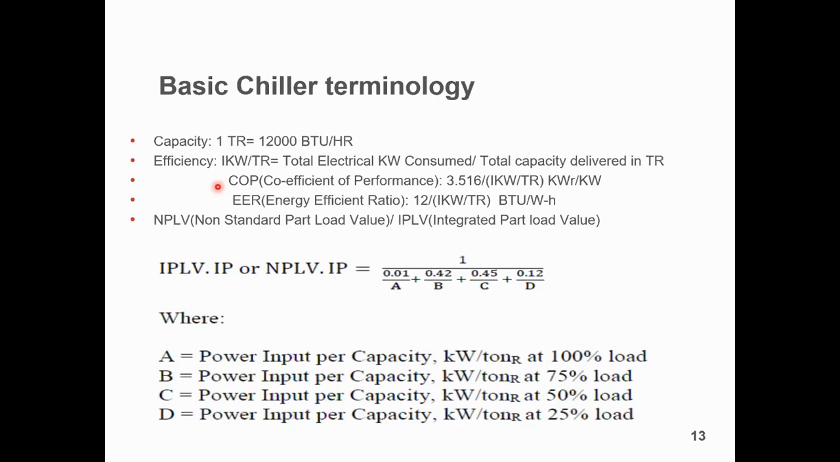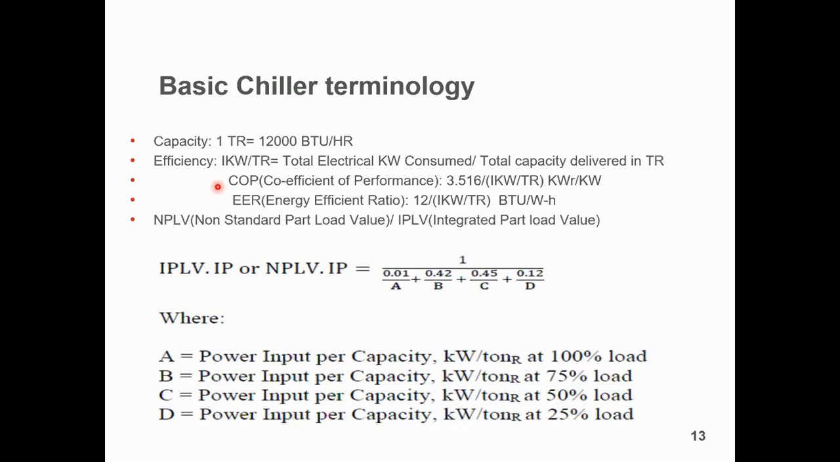But there is an assumption that the chiller will not always run at 100% load, because in any building the load profile will vary. So the chiller will run sometimes at 100% load, sometimes at partial loads. To calculate IPLV and NPLV, the assumption is that 1% of the time the chiller runs at 100% load, 42% of the time at 75% load, 45% of the time at 50% load, and 12% of the time at 25% load.